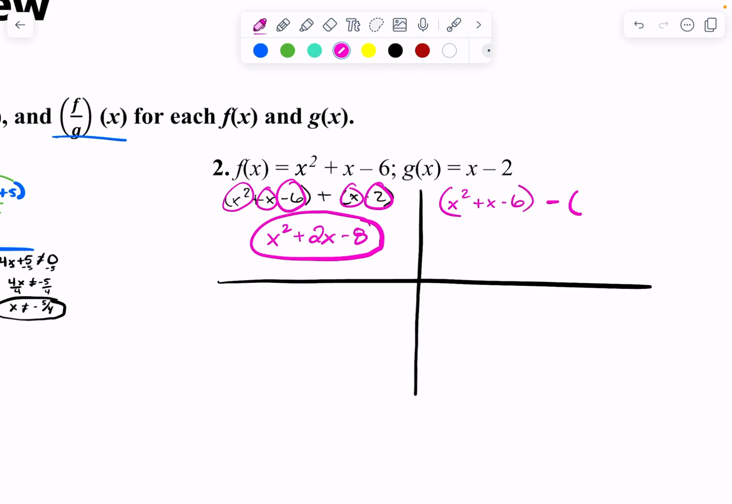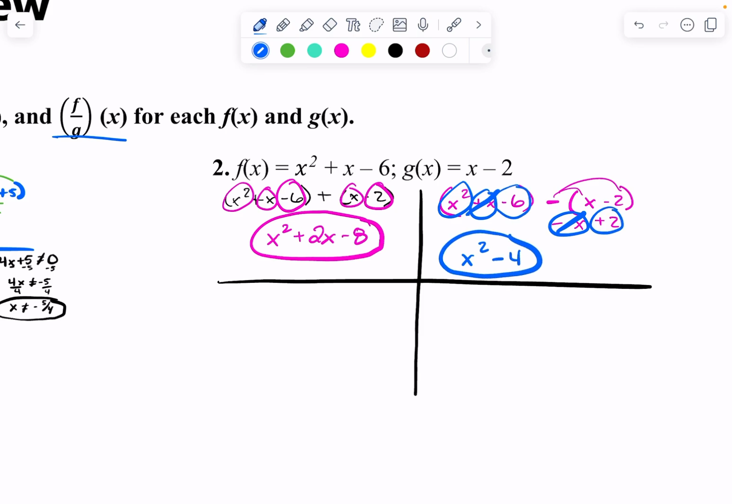Minus x minus 2. This is the subtraction, but I have to distribute my negative. So minus x plus 2 is what that becomes if I distribute my negative. Then I'm going to combine like terms. So I've got x squared. I've got x minus x, which is nothing. Those two are just going to cancel. And then I've got negative 6 plus 2, which is minus 4.